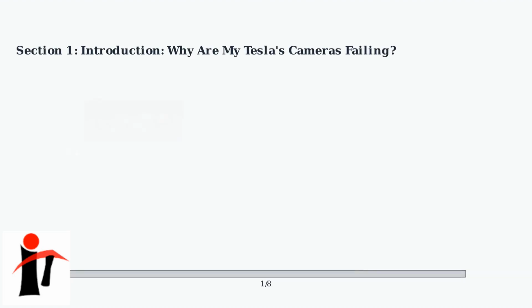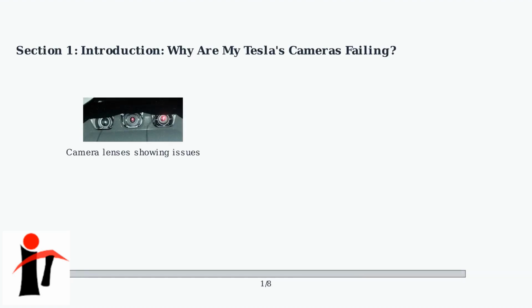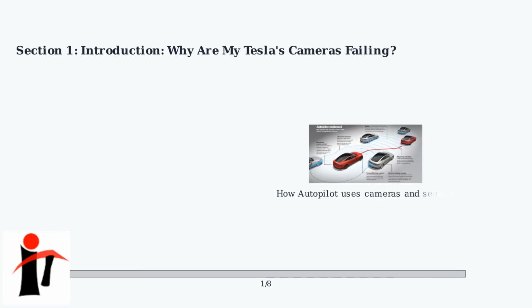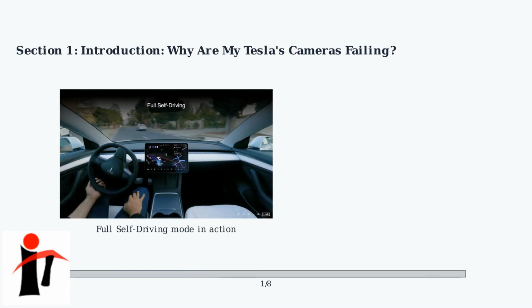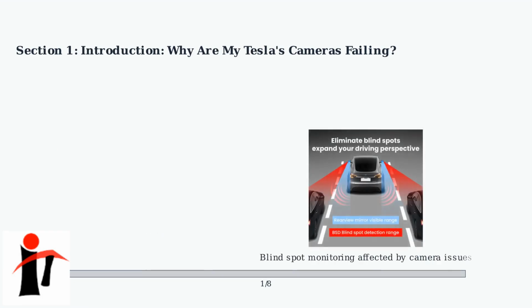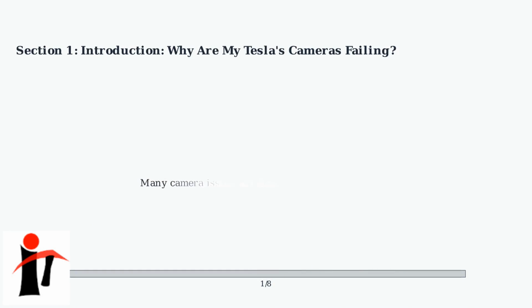Experiencing camera issues on your 2024 Tesla Model 3 with Hardware 4? You're not alone. These models have faced intermittent camera failures affecting autopilot, full self-driving, and safety features. The good news is many issues are now resolved through software updates. This video will guide you through troubleshooting steps, potential fixes, and what to do if the problem persists.